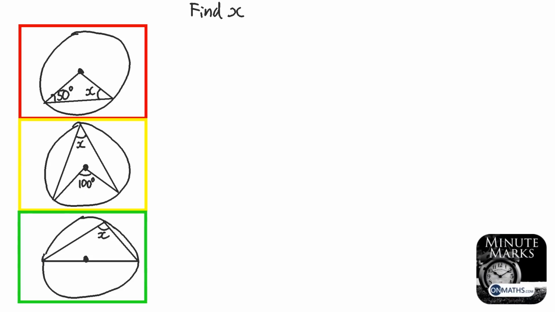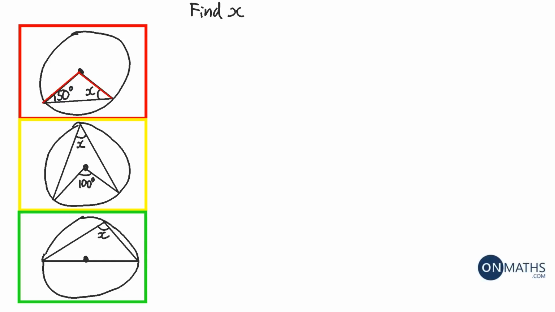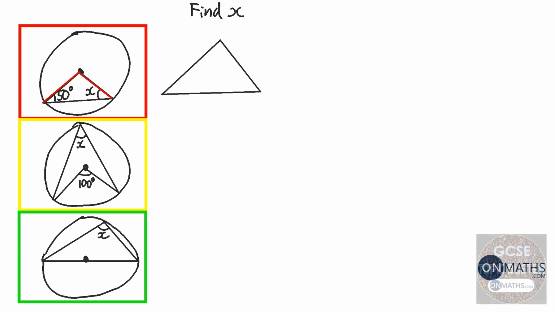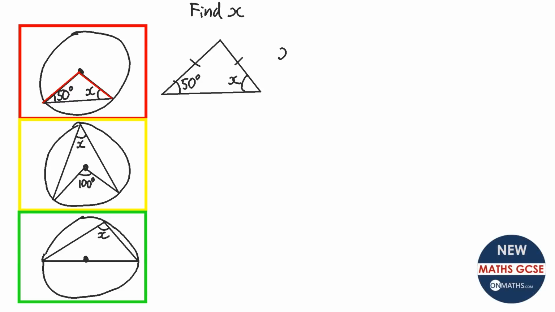So in these questions we're given some crudely drawn circles and we're asked to find x. So I'm going to start off with the first one. The most important thing to realise with this one is these 2 lines here are both radii. Therefore we have ourselves an isosceles triangle. If both of these are radii, then they must be equal length. Therefore if that's 50 degrees there, then this x must also equal 50 degrees.